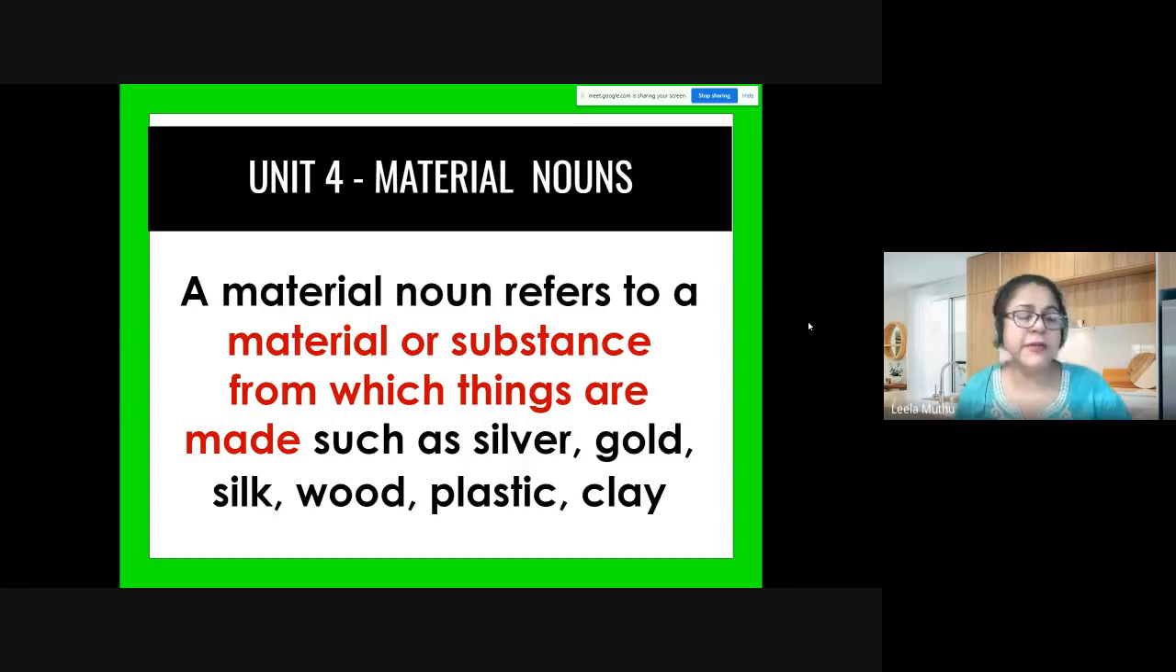For example, if I look at this bottle, okay, this is my water bottle. I am forced to drink water. Okay, I'm drinking a material, water, out of a plastic bottle, which is also a material, plastic. Okay? So, a material noun refers to a material or a substance from which something is made. Such as silver, gold, silk, wood, plastic, and clay.